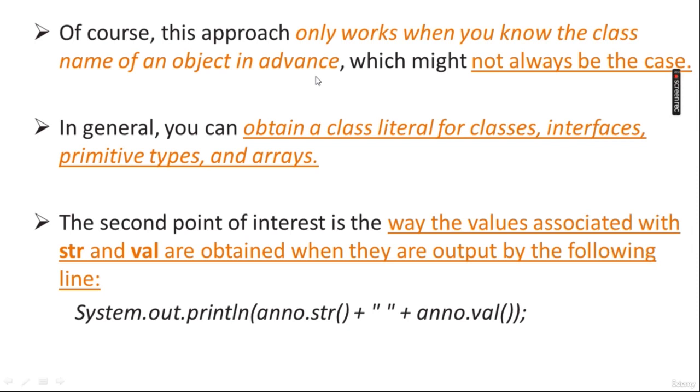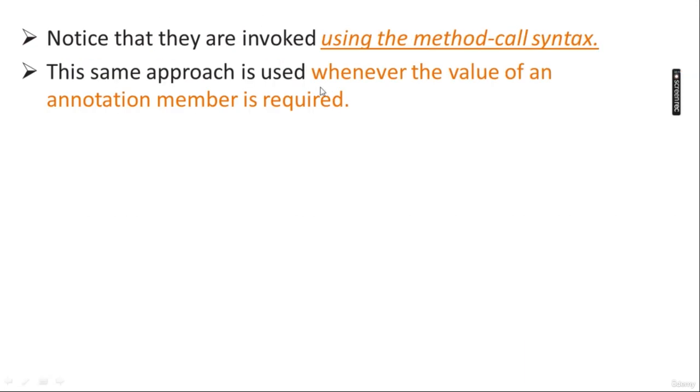The second point you have to note is the way values associated with string and value are obtained when they are output by the following line: annotation.string, annotation.value. Notice that they are invoked using the method call syntax. The same approach is used whenever the value of an annotation member is required. Okay, so this way we have understood the basics of annotation.